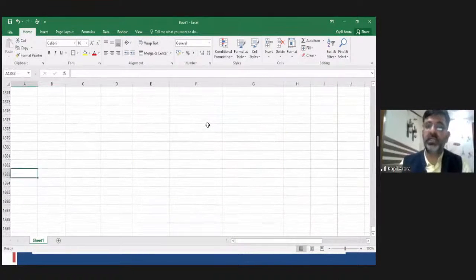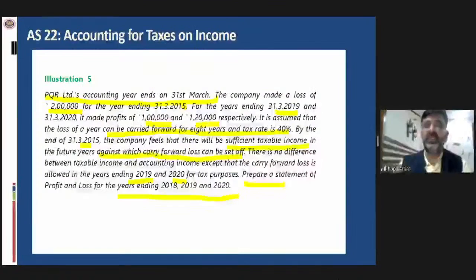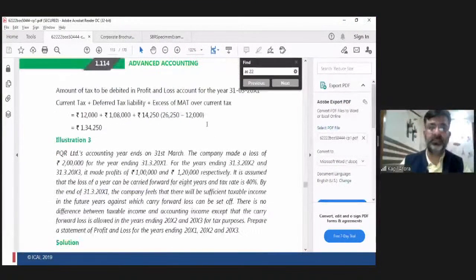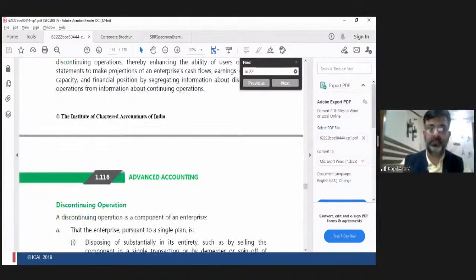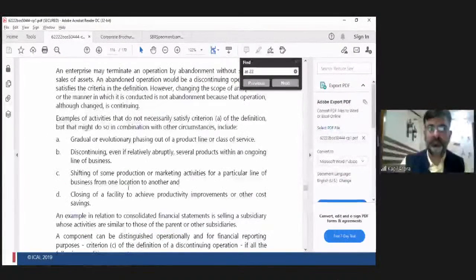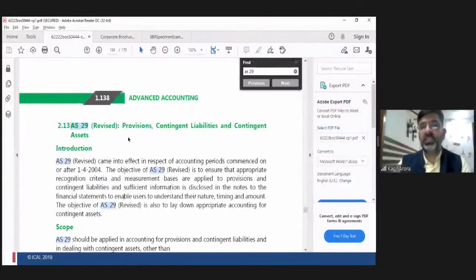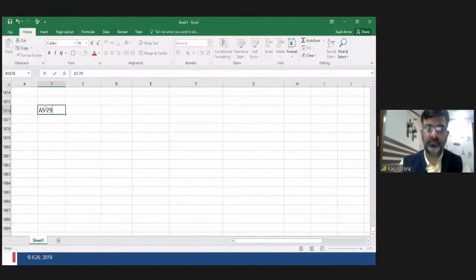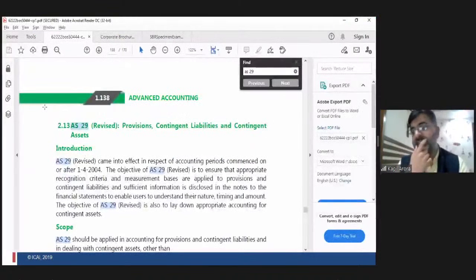So we are done with AS 22 also. The next topic which we will cover after this is AS 29, which talks about provisions, contingent liabilities, and contingent assets.